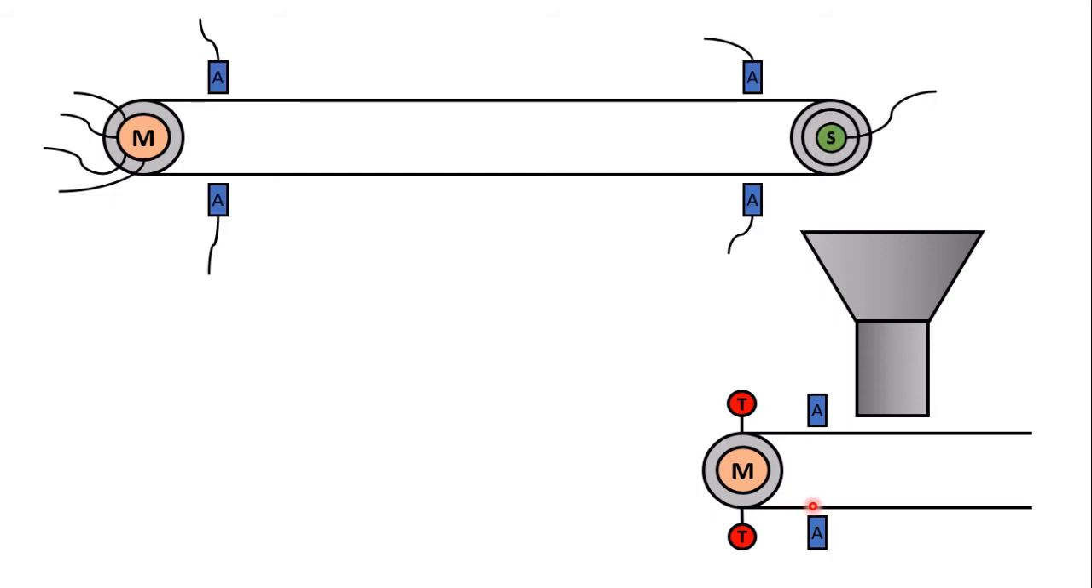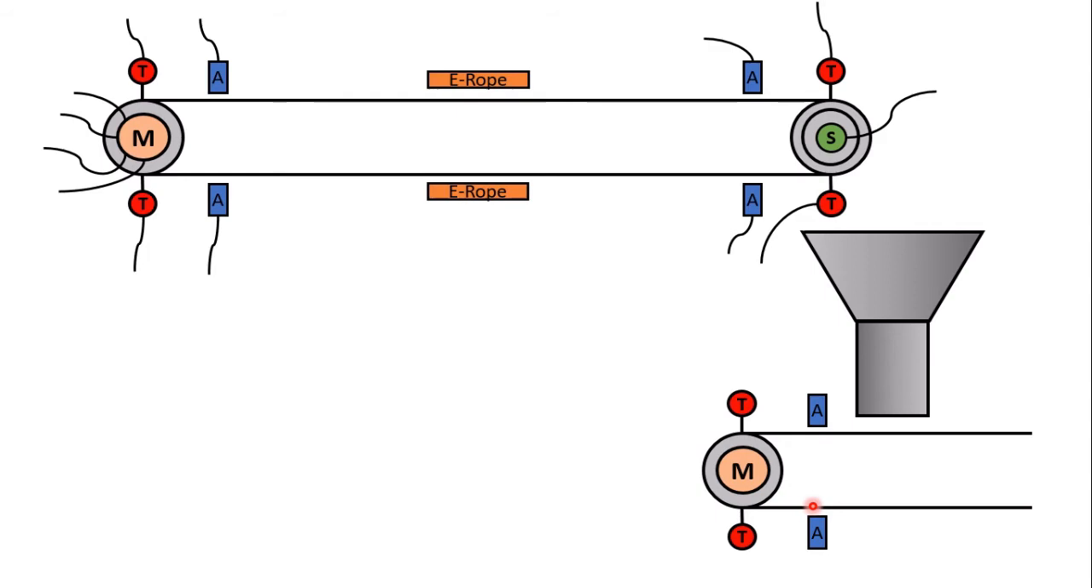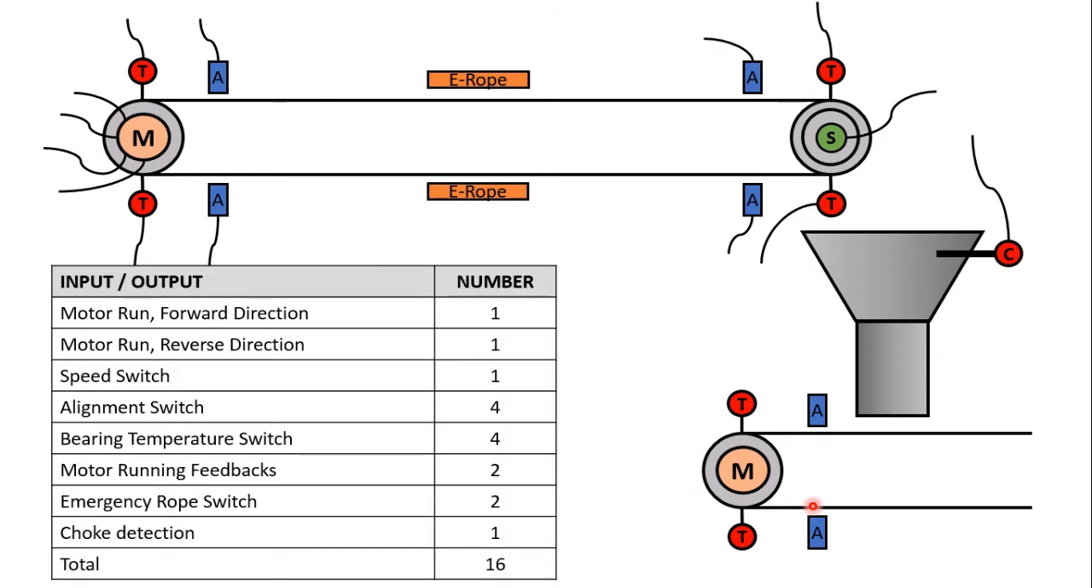You'd need 4 alignment switches for the conveyor, 4 bearing temperature switches, 2 emergency rope switches, and a choke detection switch. This means that for this example, you'd need 16 input and output wires for one conveyor. So what if you have more than 20 conveyors in your plant? Remember that typically each conveyor would need these sensors, even if it is a very short conveyor.